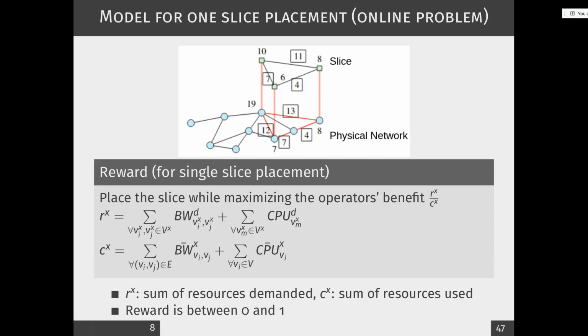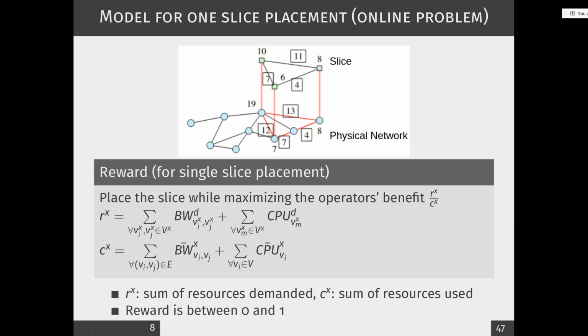Very quickly, for the study, what's the difference between C(x) and R(x)? The difference is this is the demanded resources, and this is the resources you use in practice. If you look at this here, for example, you will have 10 plus 8 plus 6 plus 7 plus 4 plus 11. And the used resources would be 10 plus 8 plus 6 plus 7 plus 11. But you see this link is placed on a path of length 2, so you would have 2 times 4.